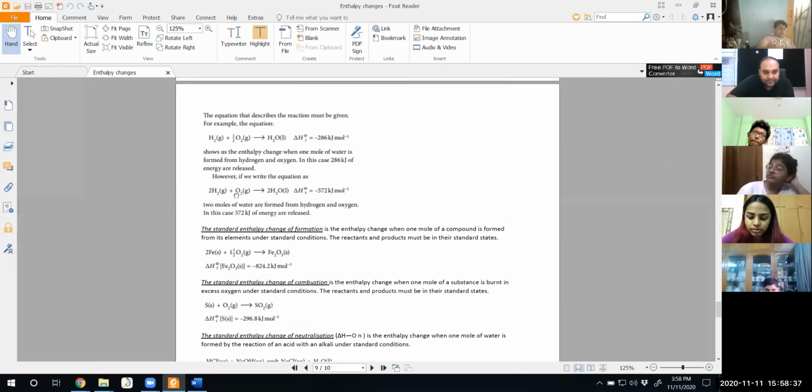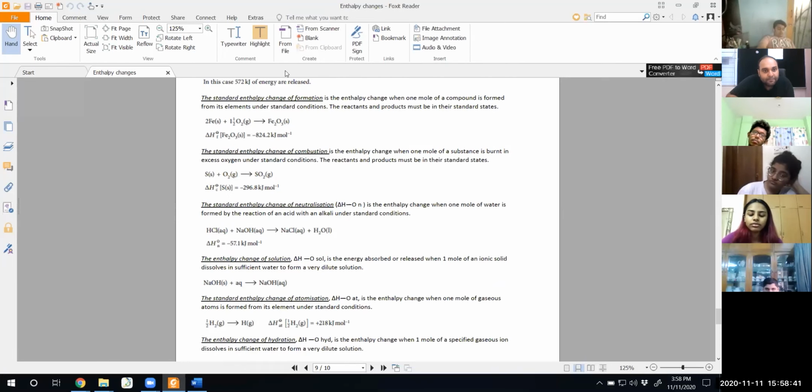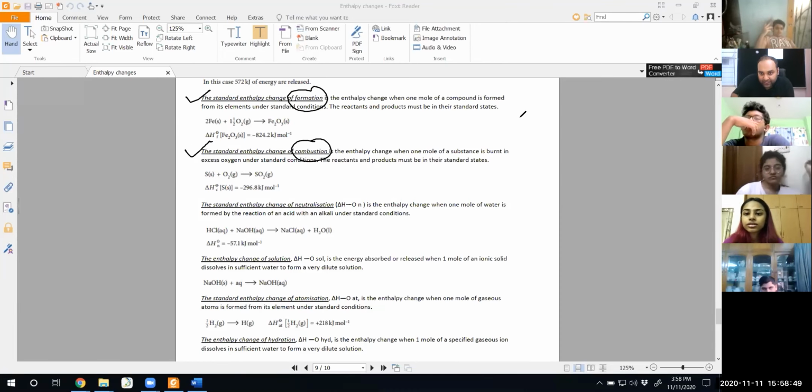Formation and combustion. These two things are the most confusing, but these two things come up mostly. What is formation and what is combustion? So I'll just write down two things. Carbon plus oxygen gives us carbon dioxide. Hydrogen plus oxygen gives us water.